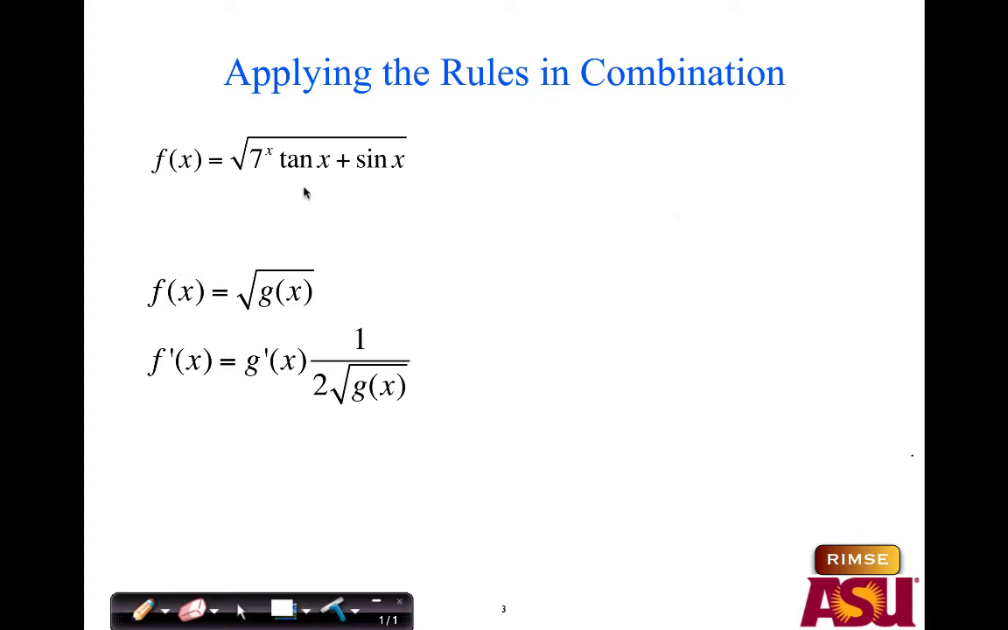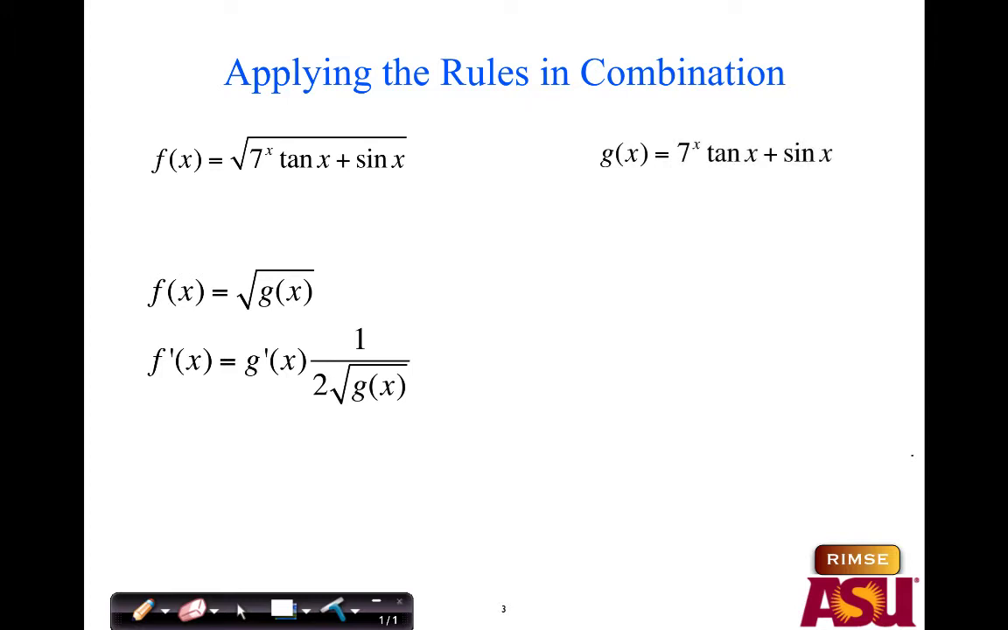So in terms of being ready to write out f prime, this part I can write out right now. I'm assigning g of x to be that stuff underneath, the radicand. All we need to do, work-wise, is figure out the derivative of the stuff underneath. So I've got those 2 terms.